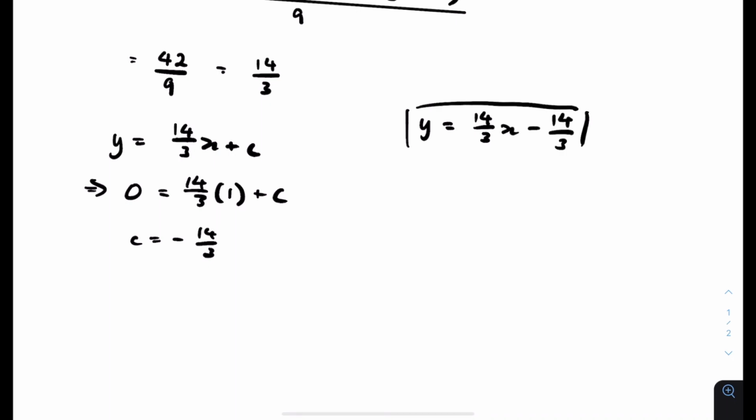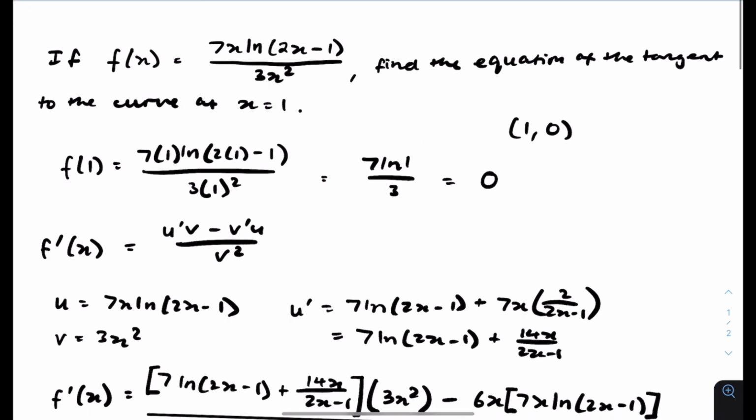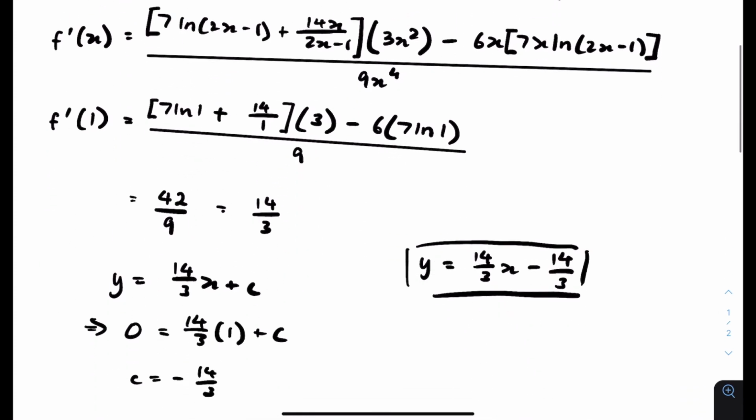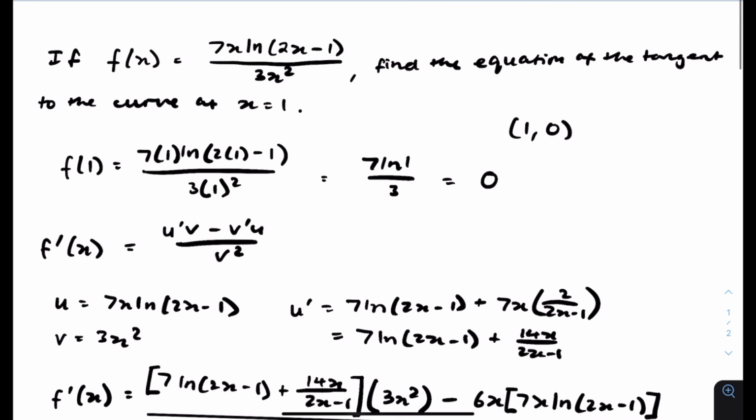So that's how we find the equation of the tangent to the curve 7x ln 2x minus 1 over 3x squared. And we just had to use the quotient rule and the product rule to do this.